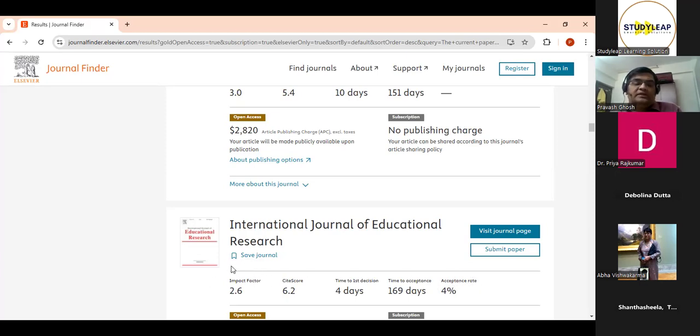This has all the metrics: impact factor 2.6. What does this mean? This International Journal of Educational Research has an impact factor, which means if I check in Web of Science, this journal will be there. No doubt, closing my eyes, I can say this journal is in Web of Science also, Clarivate, right? Cite score 6.2. Now see, impact factor and cite score are differing. Why? I told you the two formulas yesterday, right? So the formulas are different, obviously cite score and impact factor will be different.